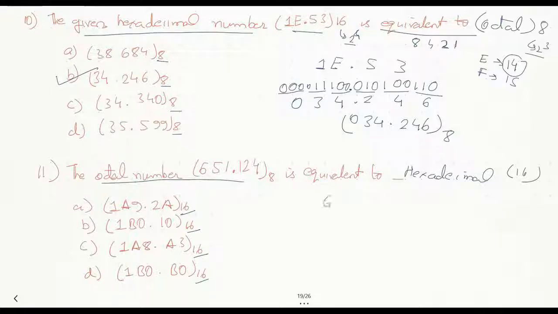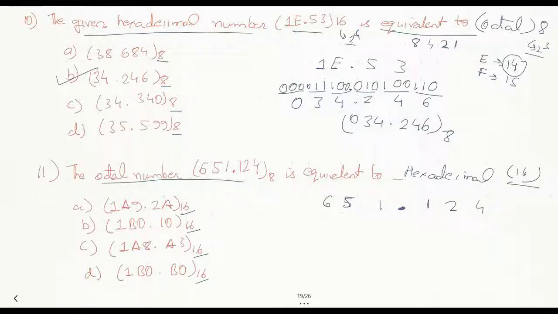So what we are going to do: 51.124. Okay, I've added some space so that the numbers don't overlap. Now the interesting thing is that it's in octal. That means each and every digit is represented using 3 bits of binary, right? So we will write it accordingly, and after that we will group them into 4 bits to get the equivalent hexadecimal number.